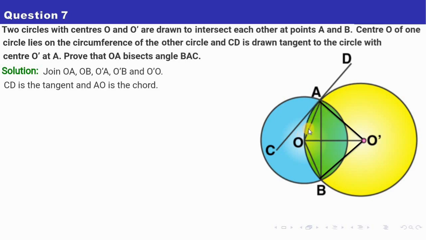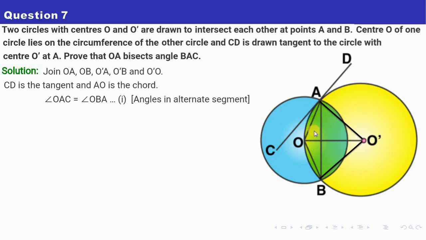So AO is the chord and CD is the tangent. So this angle will be equal to, now let us see, AO is making which angle in the alternate segment, that is in the remaining part. So obviously this makes angle ABO, right? So this angle ABO and OAC will be equal to each other because they are angles in the alternate segment. Hope this is clear to you. Very good. So we found this angle.